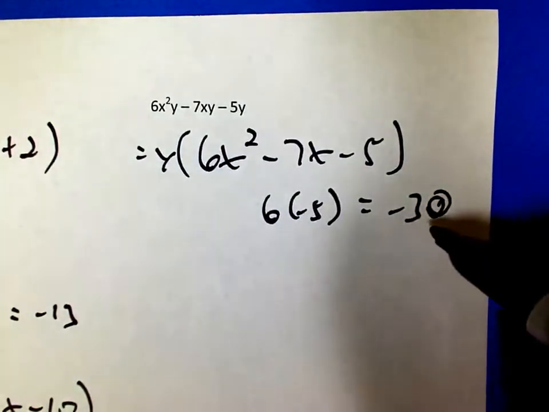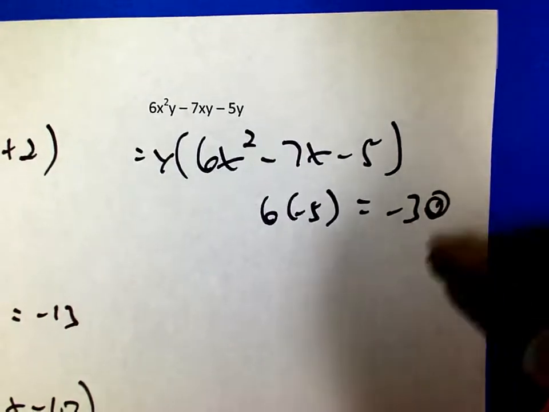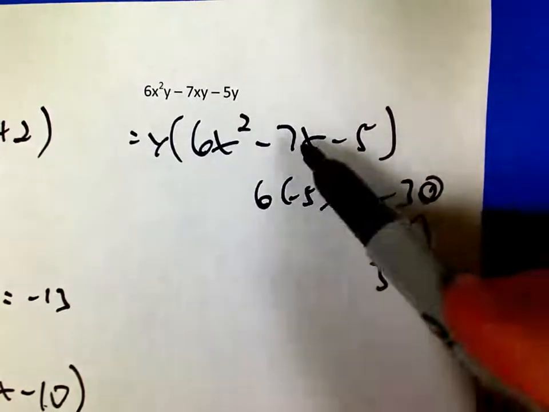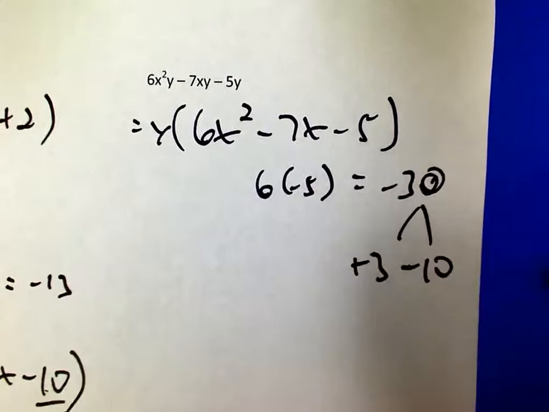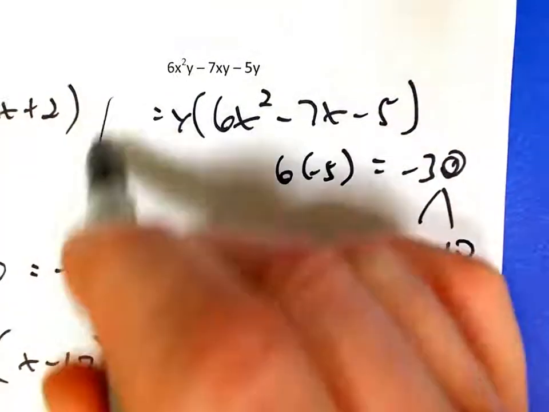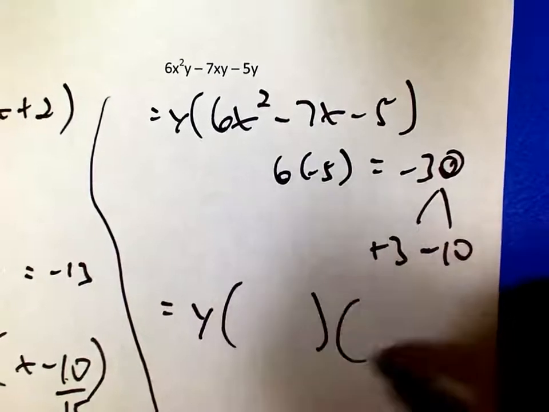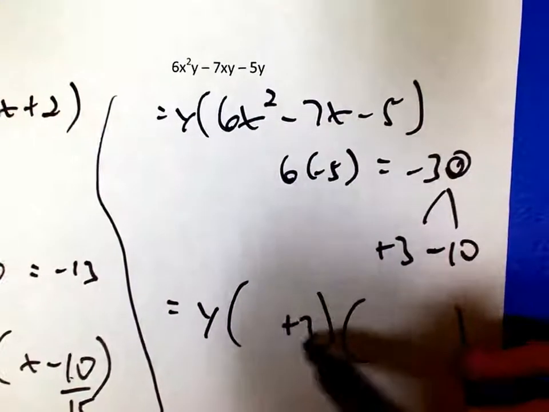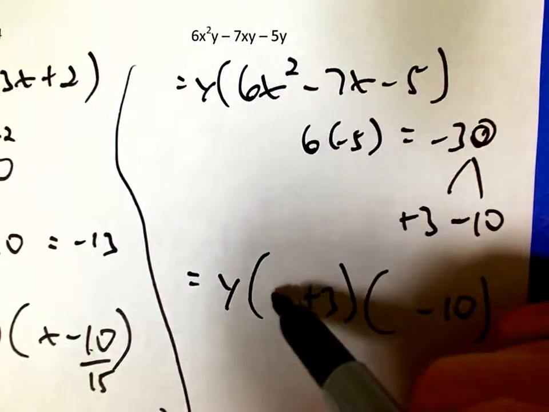We try 1 and 30, well, that won't work. 2 and 15 won't work. 3 and 10 will. Since we need a -7, the bigger number has to be negative. So we have a +3 and -10. Bring down that y. Two sets of parentheses because we're doing the trinomial inside the parentheses. We have +3 and -10. We have x squared, so we're going to do x and x.